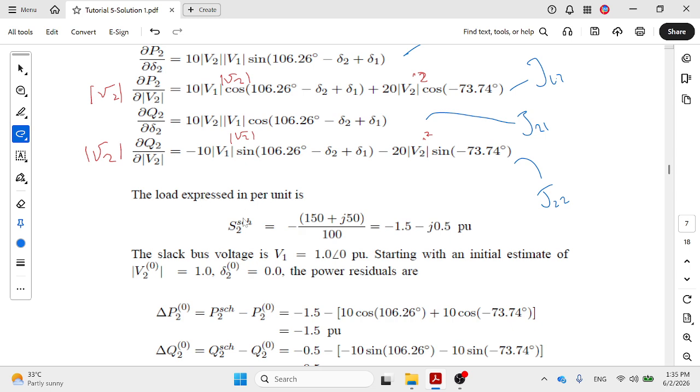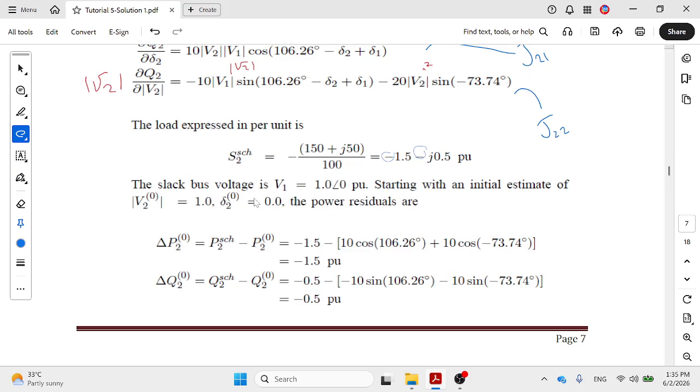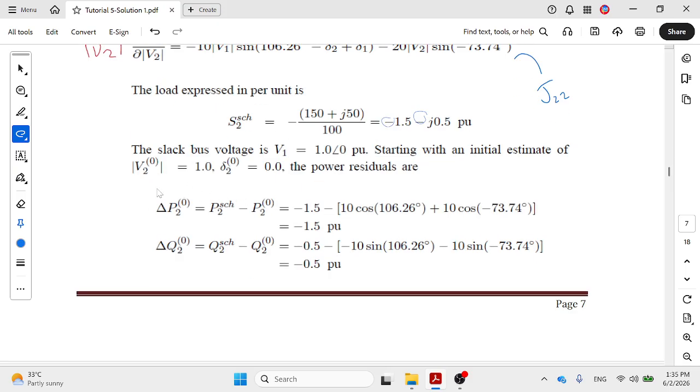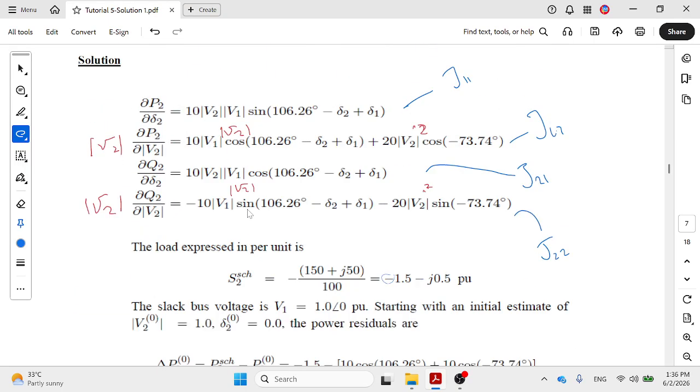Okay, load expression: as you can see, as I mentioned, divided by 100, and the minus here is exactly the meaning of the load, meaning absorbing the power. And then mismatch, this is the mismatch formula. The mismatch means how much we expect to absorb or generate, and then how much exactly we have based on the value of the equations. So P2 is coming from here.